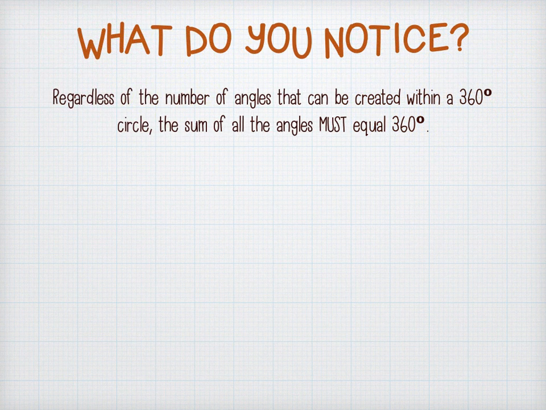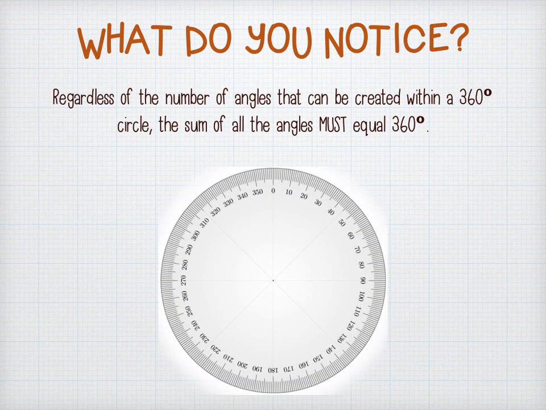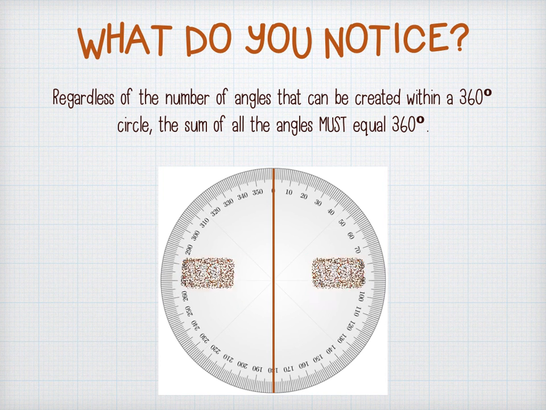So what do you notice? Regardless of the number of angles that can be created within a 360-degree circle, the sum of all the angles must equal 360 degrees. We created a straight angle by breaking the circle into 2 halves. And as you know, a straight angle measures 180 degrees. Well, since this circle now has created 2 180 degrees, you can see that if we add them together, you'll get a total of 360 degrees.